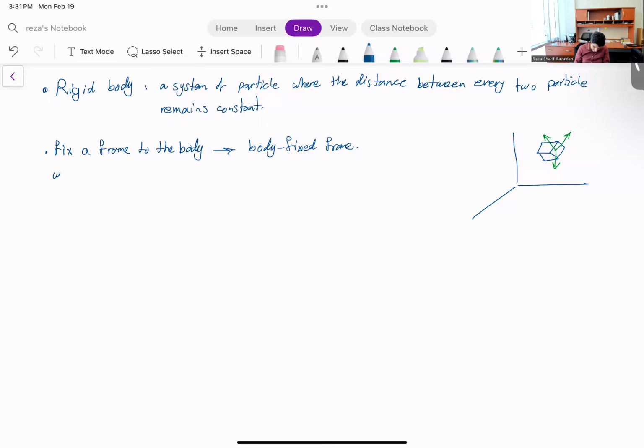To fully describe where the body is, and by where we mean complete information, where it is and how it is oriented, that information also gives us information about every particle within the body.